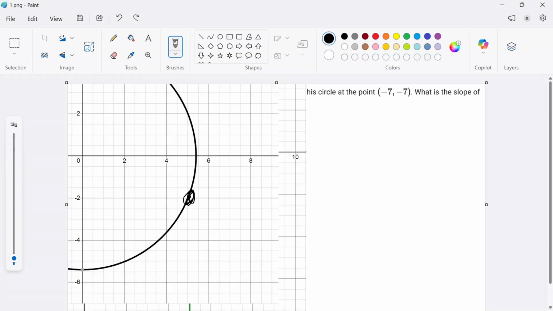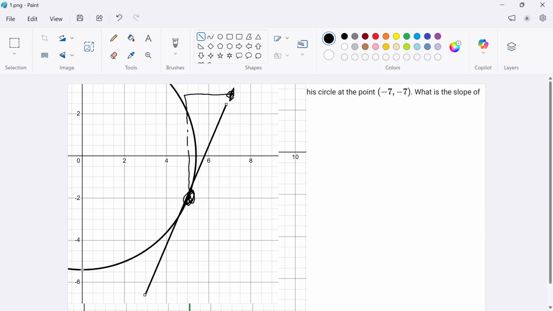C, 5 halves. It means 5 up, 1, 2, 3, 4, 5, and 2 over, 1, 2 over. And if I draw a line between those 2 points, hey, it looks pretty good. It looks like it only touches the circle at one point. So it looks like 5 halves is the answer.